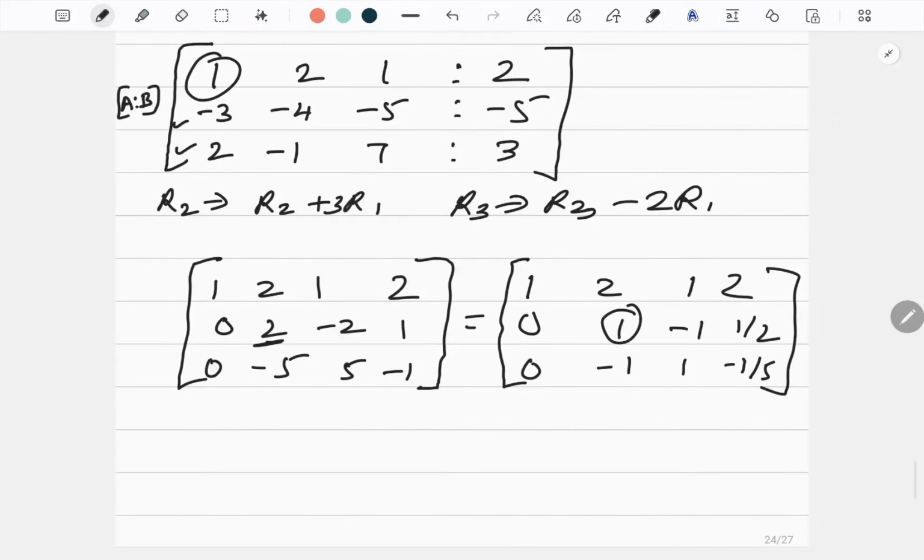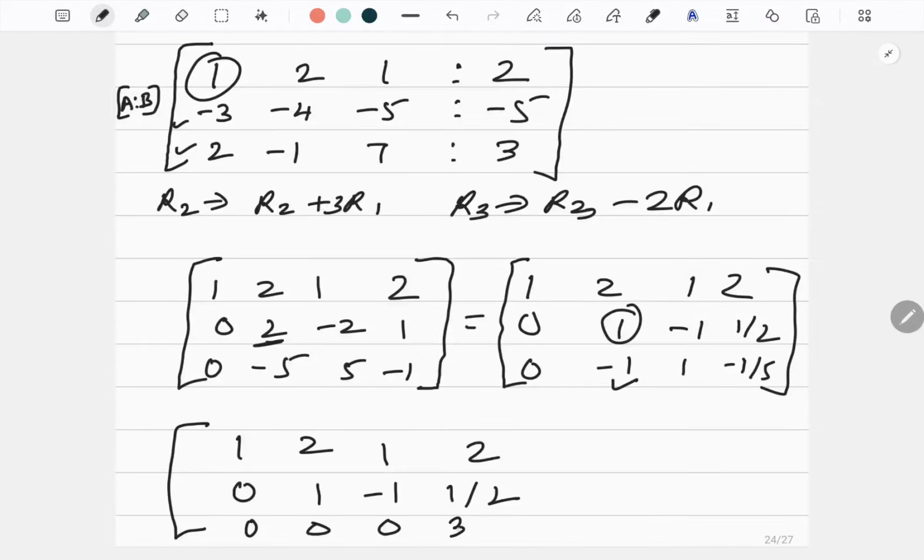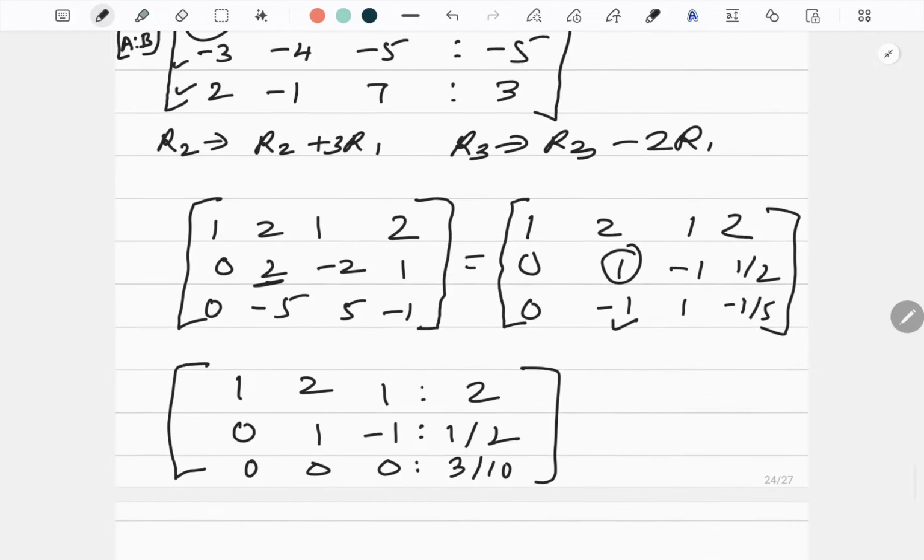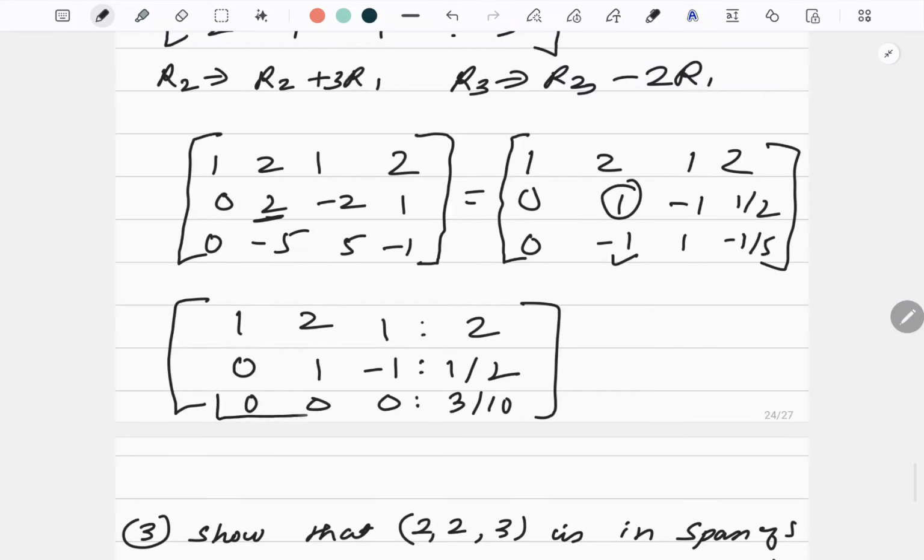Now using this number, make this number 0. So you will get the structure 1 2 1, which is echelon form, perfect echelon form. 0 1 minus 1 1 by 2 0 0 0 3 by 10. Correct? Now when you observe, this is matrix A. So rank of A is what? How many non-zero rows are here?